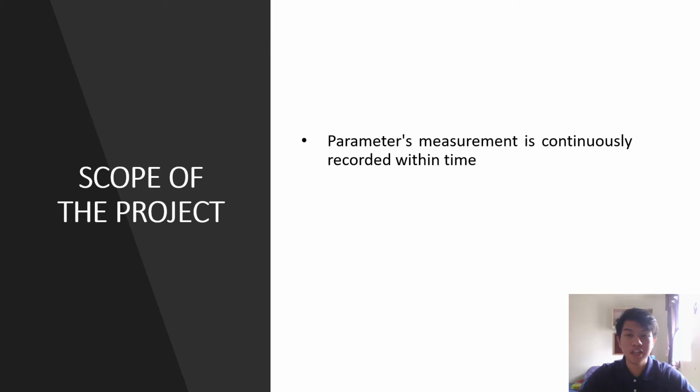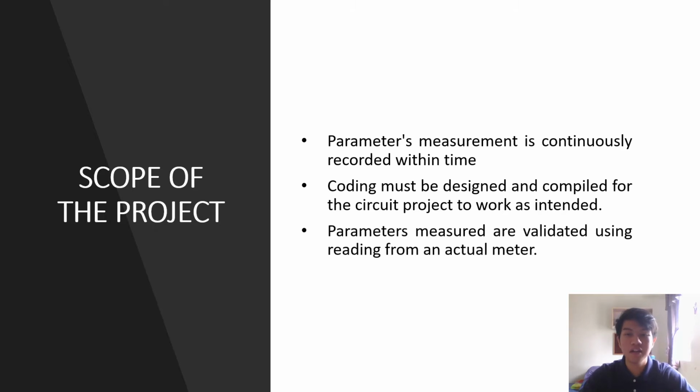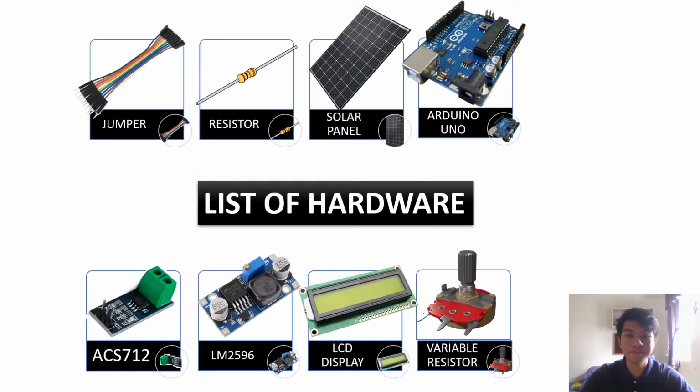For the scope of the project, the parameter measurements are continuously recorded over time, which is every 15 seconds for 10 minutes. The coding must be designed and compiled for the circuit to work as intended. Then we will compare a reference meter with this meter to calculate its error.